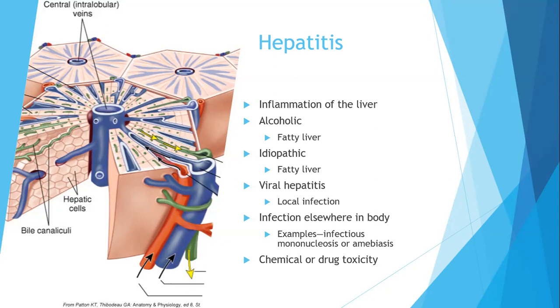There's also alcoholic hepatitis, which is also called fatty liver disease, from excess alcohol use over time. It takes a long time to get it that bad. Idiopathic fatty liver, that's a drag. They don't know what caused it, but there you go. Viral infection anywhere else in the body can cause hepatitis because the infectious agents might be getting processed through the liver, and chemical or drug toxicity.